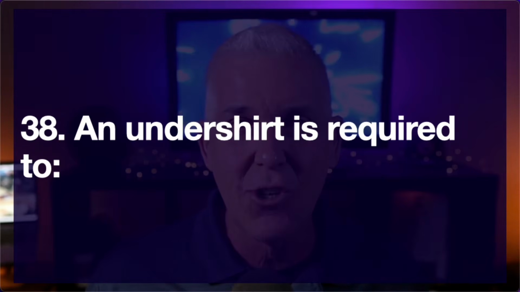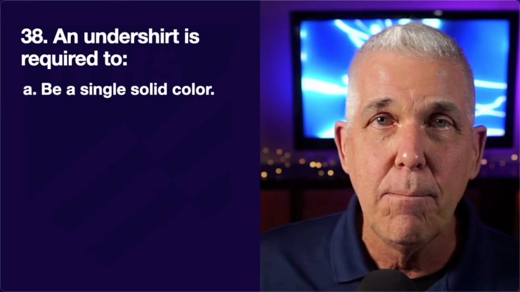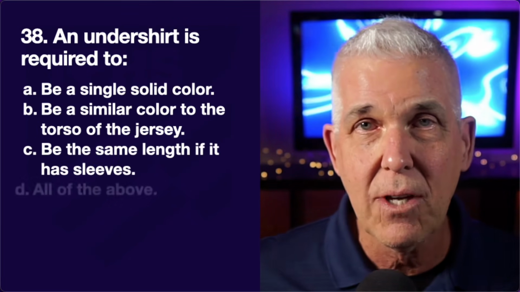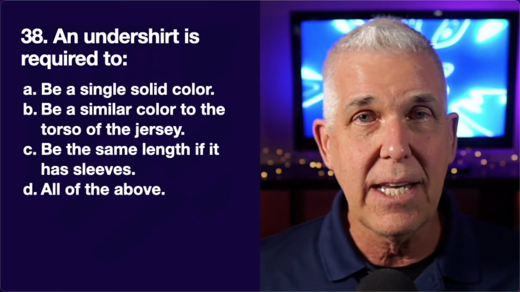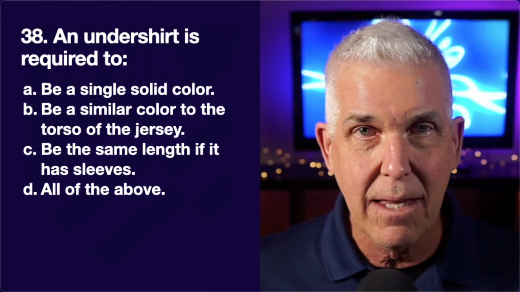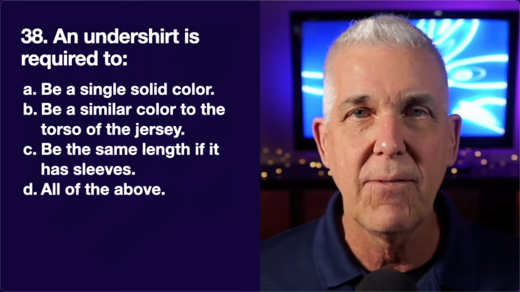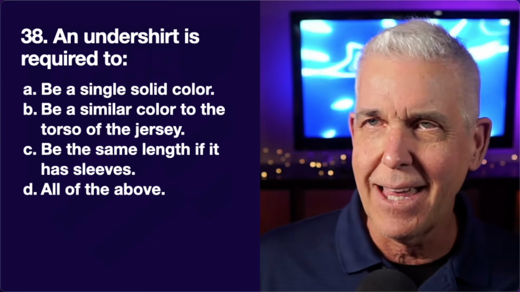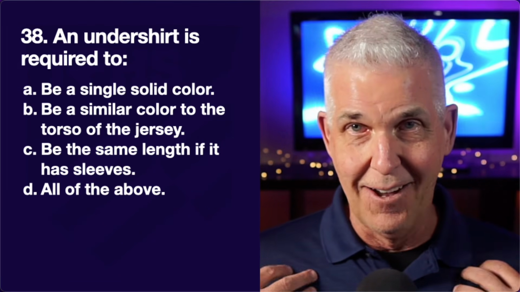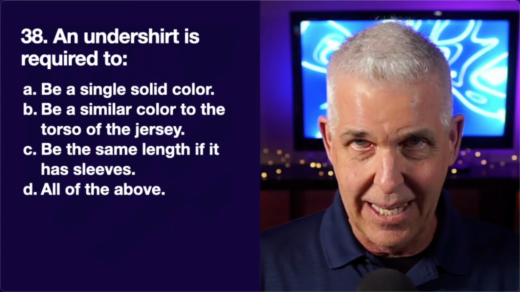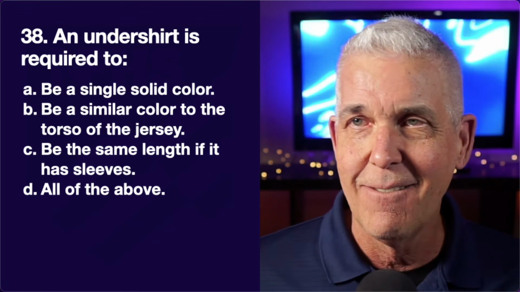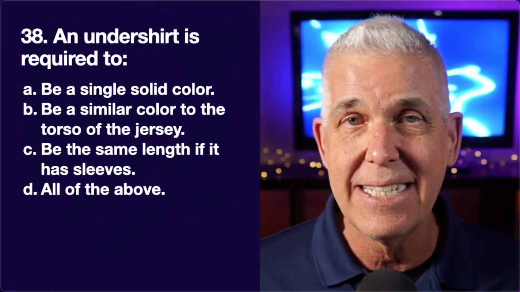38 rather. An undershirt is required to A, be a single solid color, B, be similar color to the torso of the jersey, C, be the same length if it has sleeves, D, all of the above. B, the same length. If the undershirt has sleeves, those sleeves are required to be the same length. That's odd verbiage there, but a correct answer here would be D, all of the above.